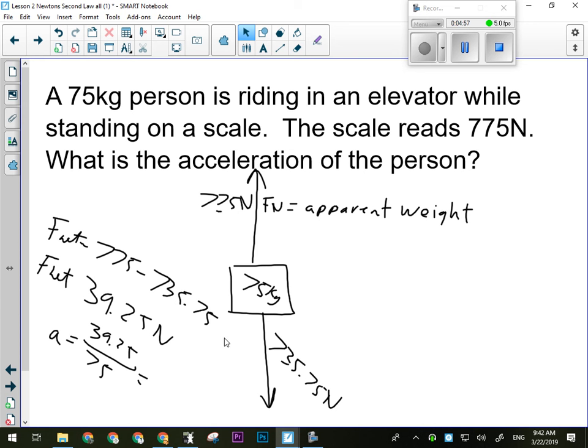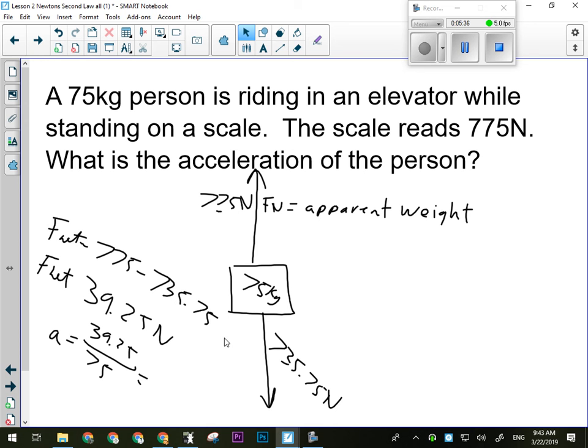Remember, the scale is reading how hard the floor pushes on my feet. That's an upward force. Like when I step on the scale, I push down on the scale and the scale pushes back, only if I'm not moving. In this case, I'm accelerating, so it's pushing harder upwards than I'm pushing downwards on it. Does that make sense? So that's why it reads a higher number. I'm not pushing on it any differently than I did before. I still weigh the same amount, but it's pushing harder on me because it's moving me.